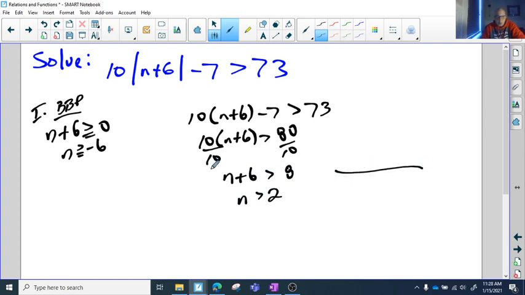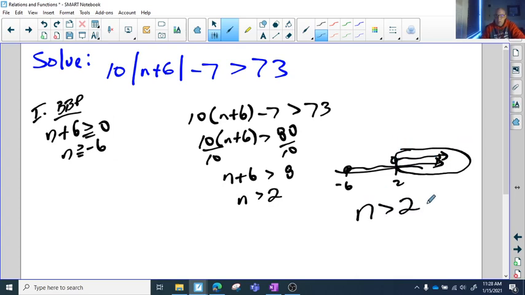So this time, I'm looking for numbers that are bigger than or equal to negative 6. That's all those ones. And I'm also looking for numbers that are bigger than 2. That's all those ones. So you can see the overlap starts here, but it goes forever in this direction. So basically it overlapped everything to the right of 2. So from this I get any number greater than 2.